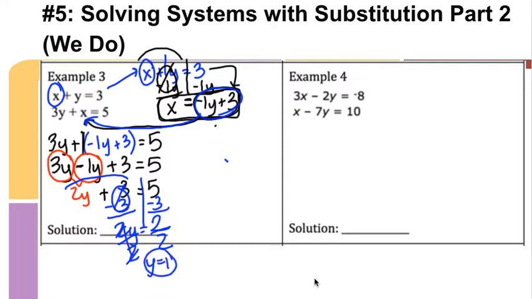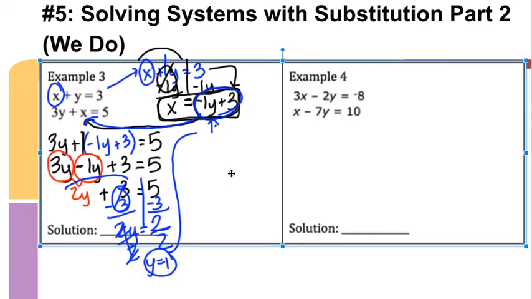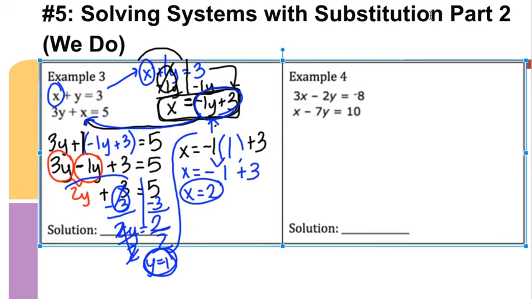Now that I know what y equals, I can take this value and put it in for this y right here. So I'm going to rewrite x is equal to, so x is equal to negative 1 in parentheses. I'm going to write the value of y that I figured out, which is 1, plus 3. Okay? So x is equal to negative 1 multiplied by 1 is negative 1 plus 3. So x is equal to positive 2. My final answer here is 2, 1. Remember, regardless of what you solve first, you always want to go x first, then y. It's always x, y.